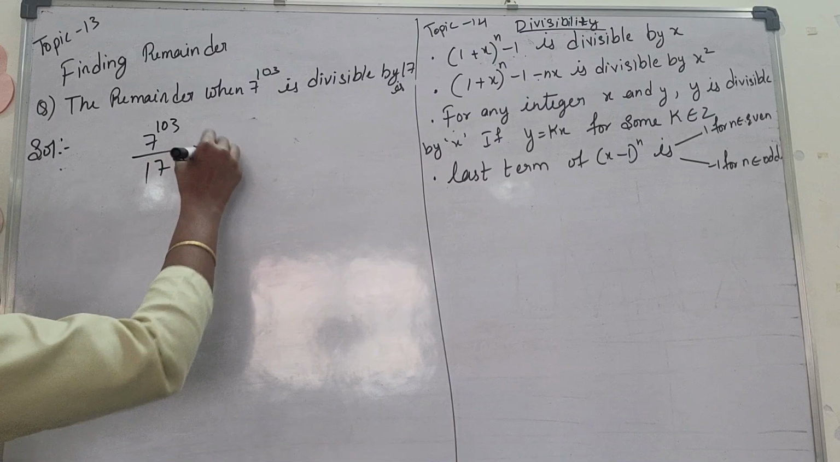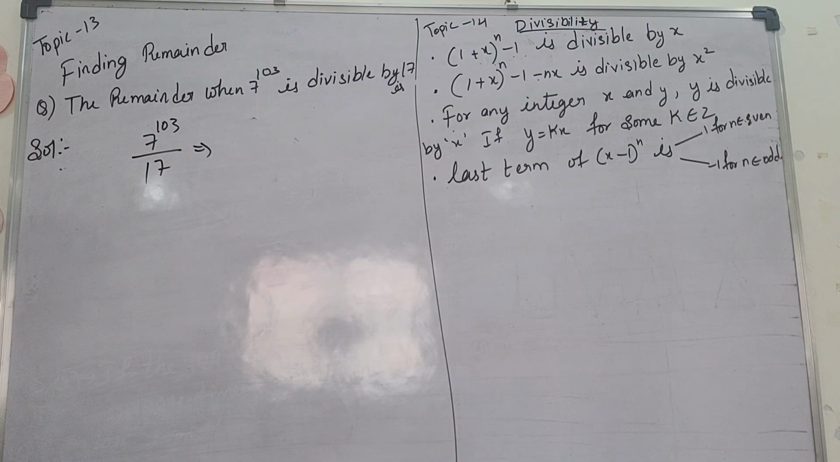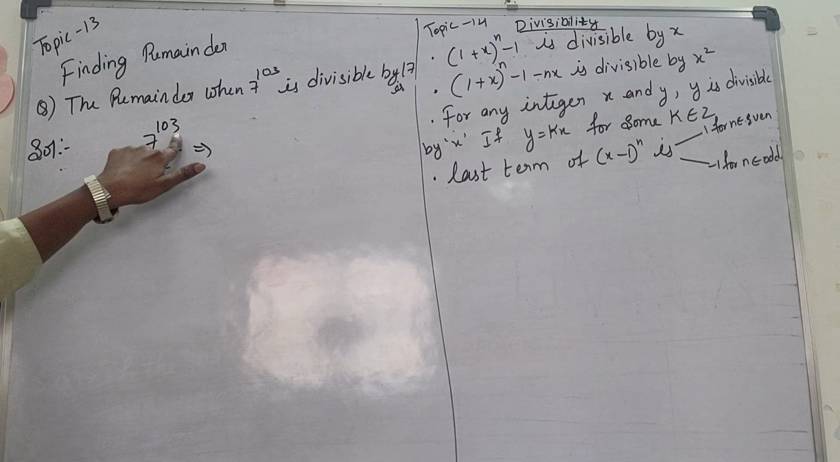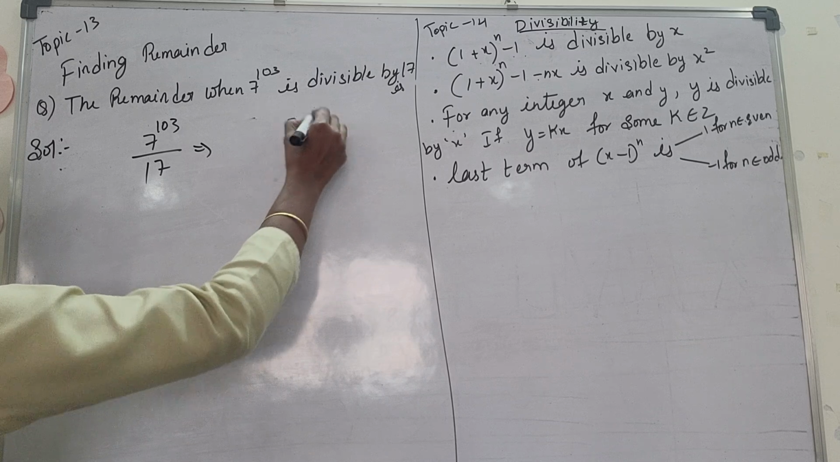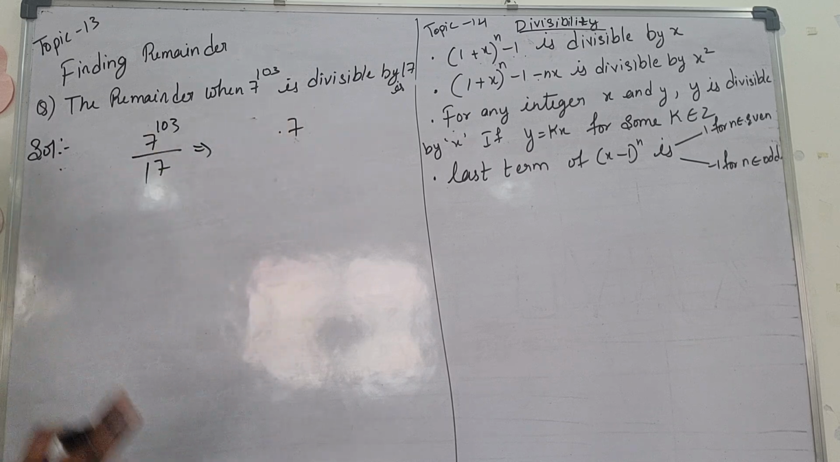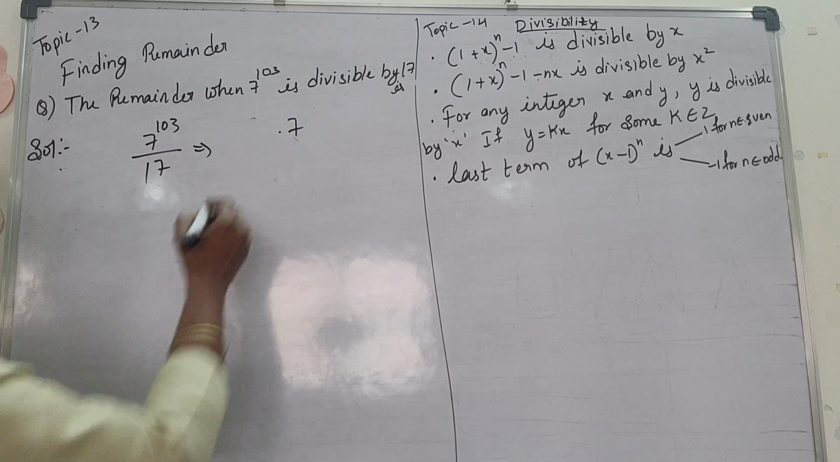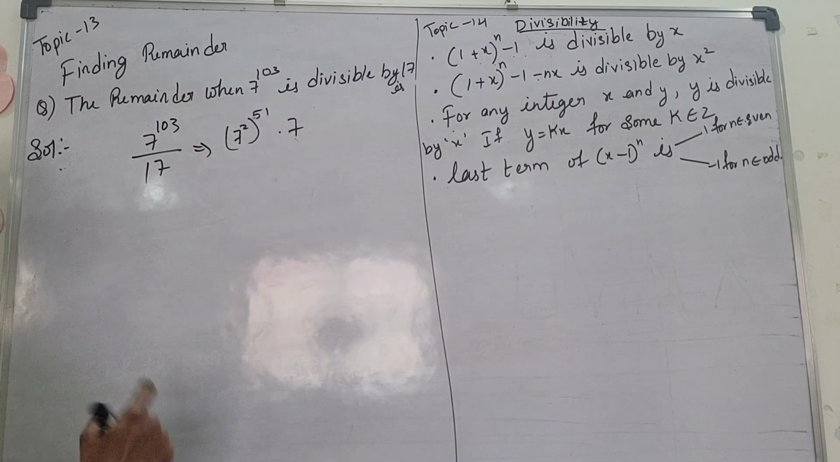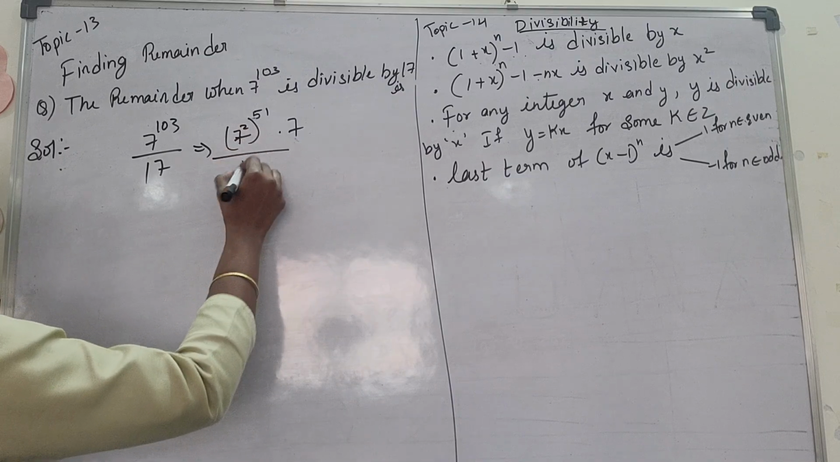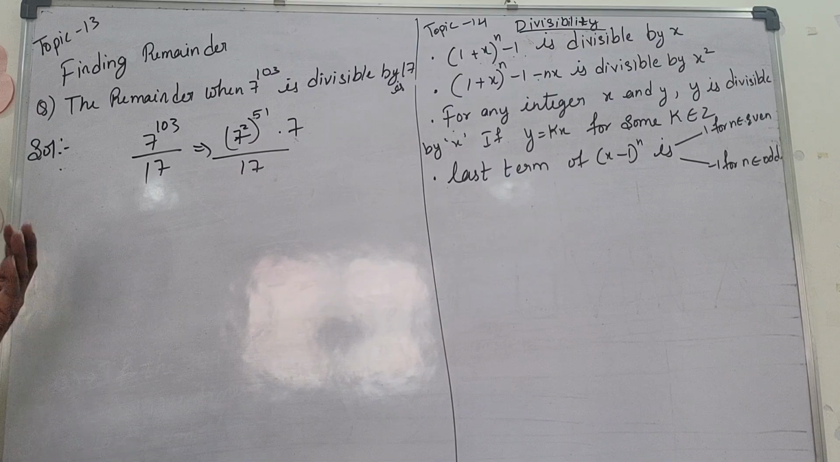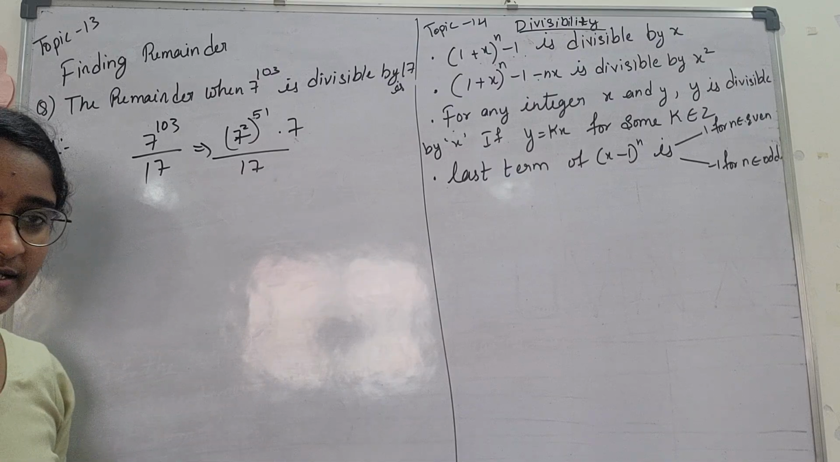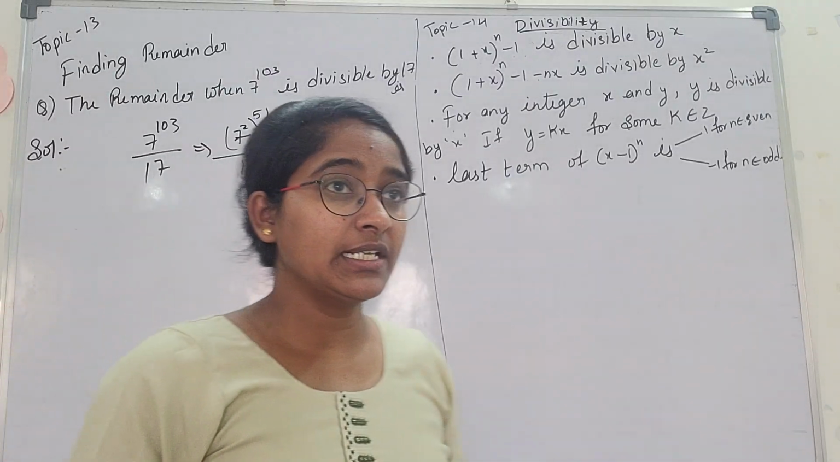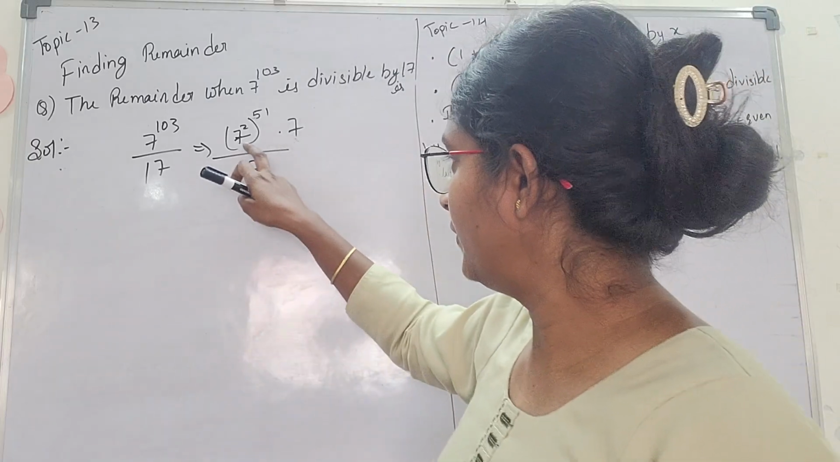So I'll take this number in multiples of 17. This power is an odd number, so I'll take a 7 separately, then it will become an even power, 102. So 102, if I take 7 squared, then 7 squared is 49, but 17 times 3 is 51. So 51 I want here.